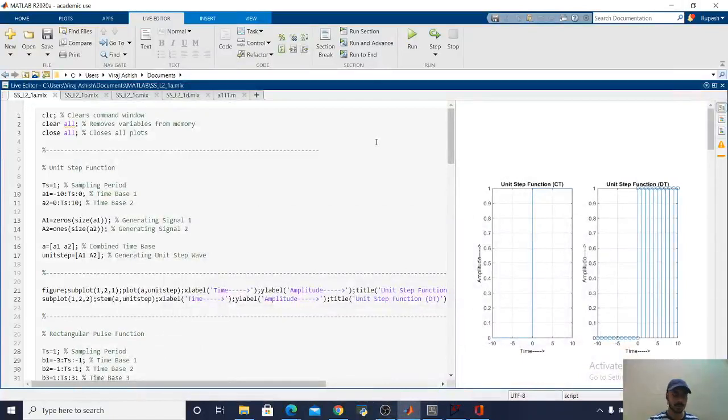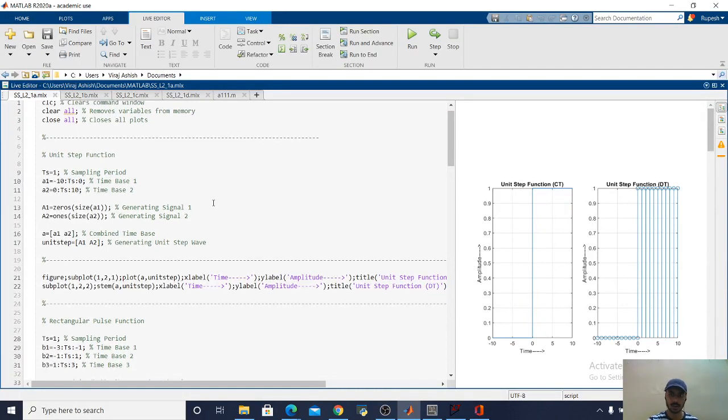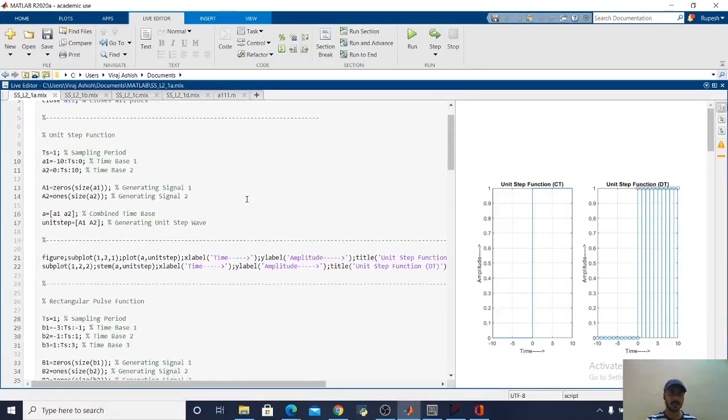Today we'll see how to generate different elementary signals and how to draw both their continuous and discrete waveforms. First, the unit step function. The definition of the unit step function is that it will be 1 for t greater than 0 and 0 for t less than 0. You can see its code and graph.